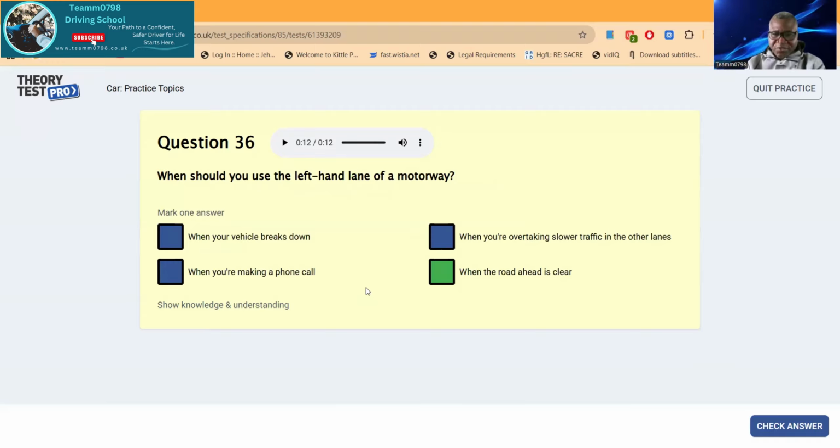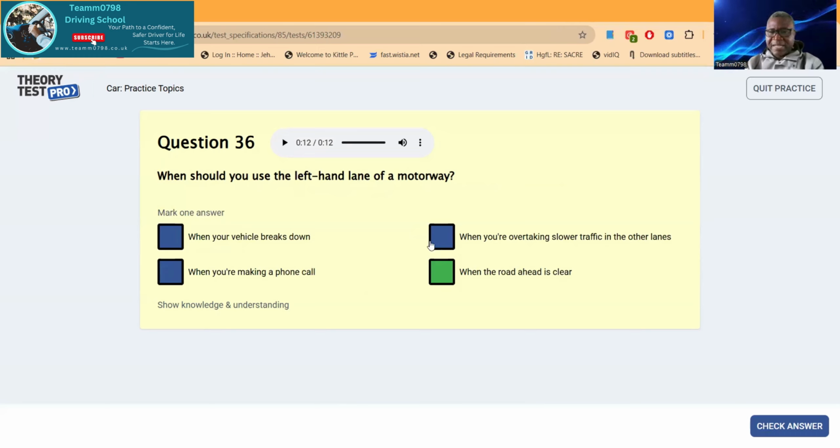You should always use the left-hand lane of the motorway if the road is clear. All right, you should always use the left-hand lane. Even after you've overtaken a car, you have to move back into the left lane. That helps traffic flow. Okay, so all these other answers are wrong.